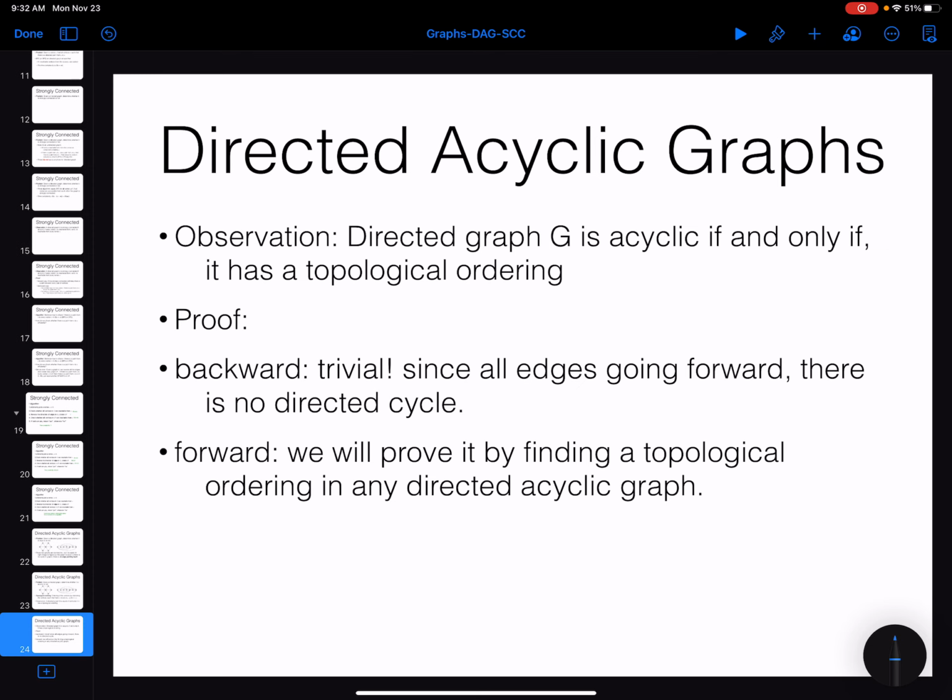Okay, so that observation, which we can also call a lemma or a theorem, you can basically prove it. The backward way of this if and only if is that if there is a topological ordering, definitely there is no cycle. It is intuitive, because all the edges are going forward. There is no edge going back, so it's not possible to have a cycle. For the forward way, if the graph is acyclic, there is a topological ordering for the graph. I'm going to show it to you by finding an algorithm.